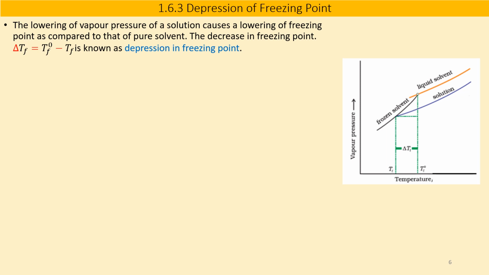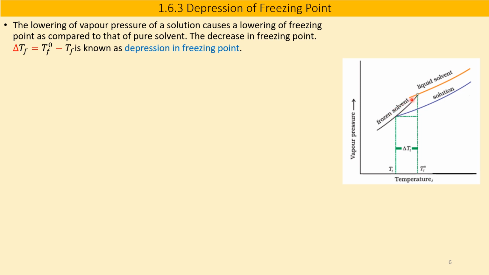The lowering of vapor pressure of a solution causes the lowering of freezing point as compared to that of pure solvent. Please see the figure wherein a plot of temperature versus vapor pressure is shown. Temperature is plotted on x-axis and vapor pressure on the y-axis. Here, the lowering of vapor pressure has caused the lowering of freezing point.